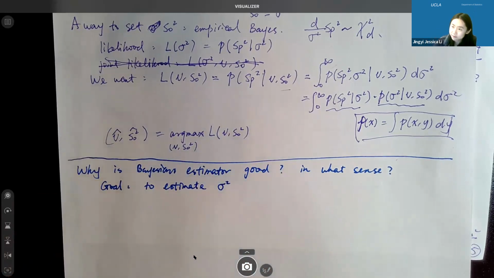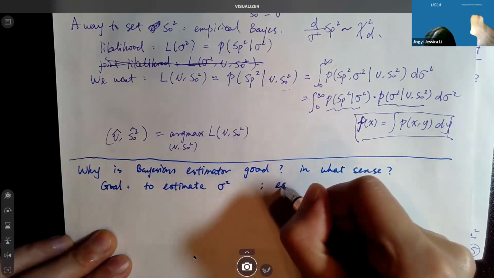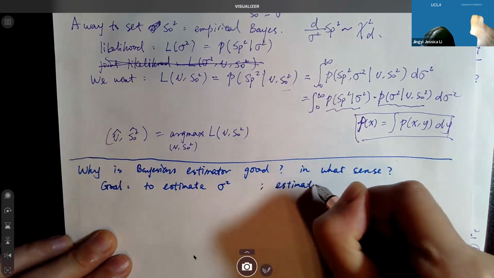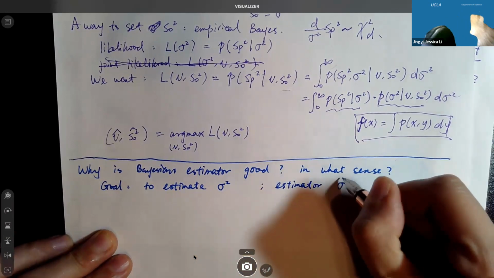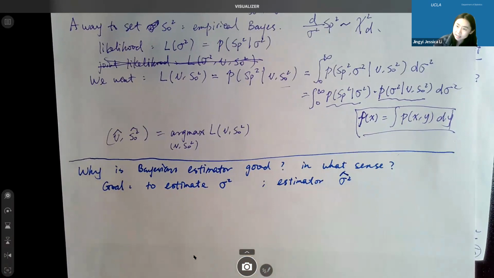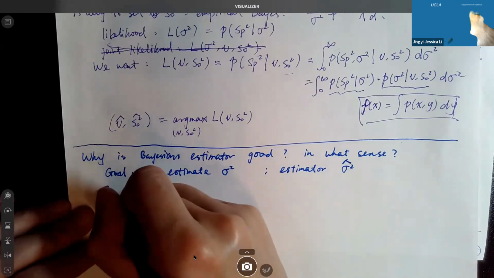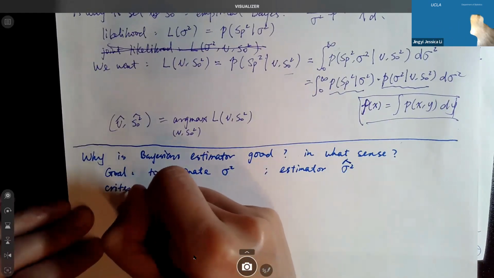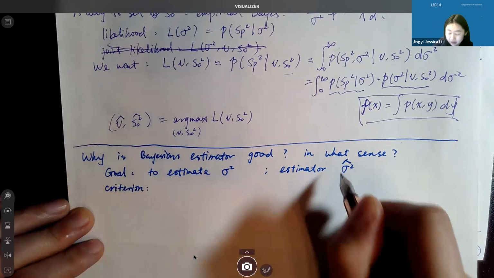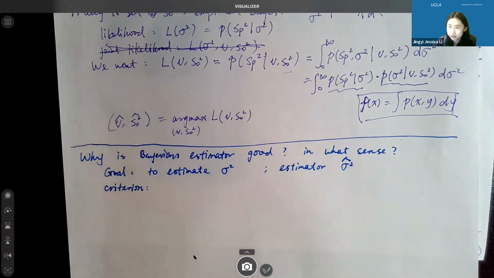And how do we evaluate if an estimator is good or not? So let's say we will have an estimator just denoted by sigma square hat. Whenever we put a hat above a parameter, we say it's the estimator of that parameter. Then the criteria, which defines what we mean by good here, is this called risk.